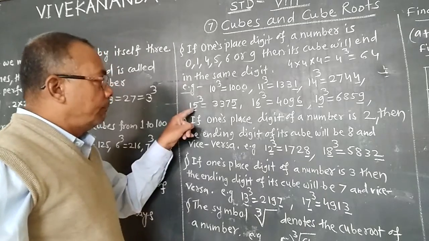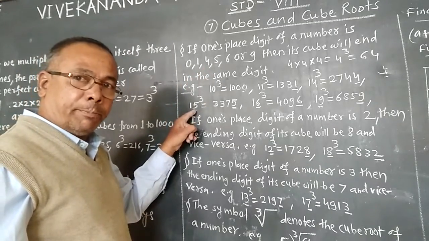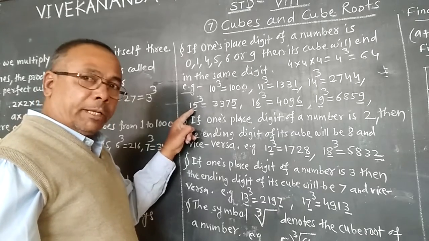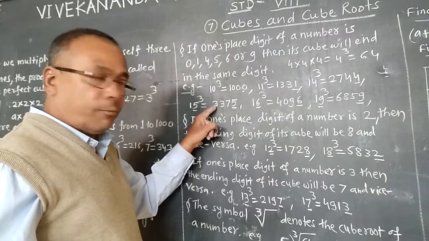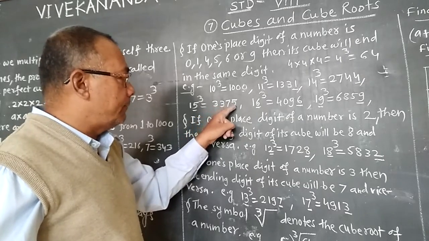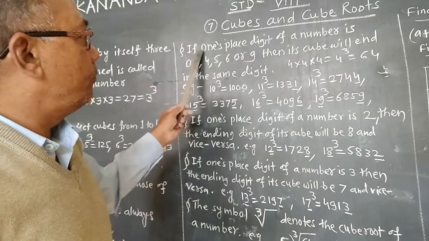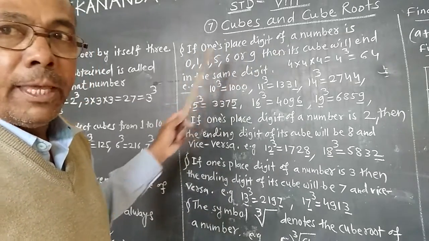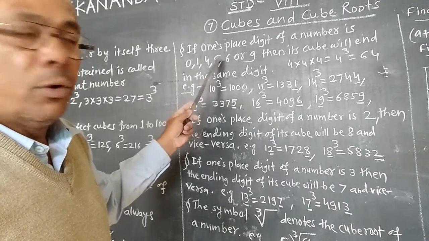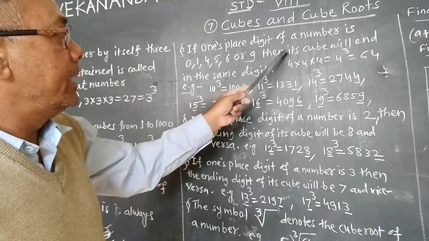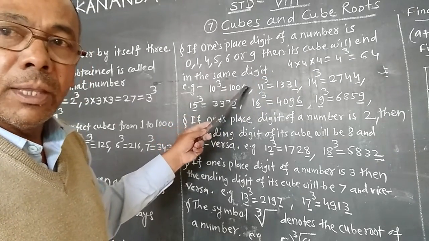Then here 5 is given, so 15. If we consider 15 cube, the unit place of 15 is 5, and the unit place of its cube, 3375, is 5. In this way, we get that if the ones place digit of a number is 0 or 1 or 4 or 5 or 6 or 9, then its cube will end in the same digit.